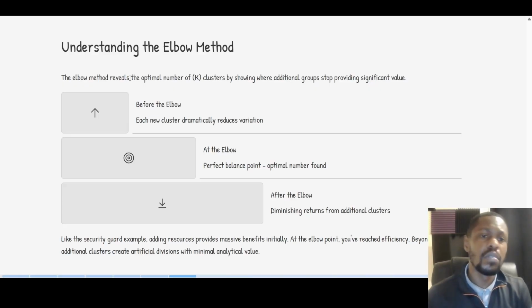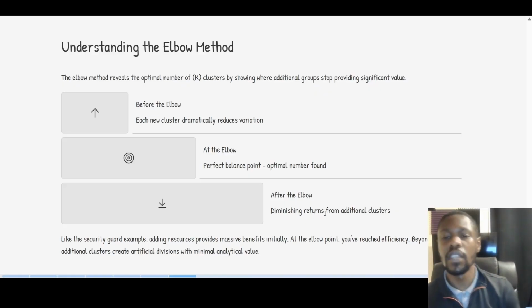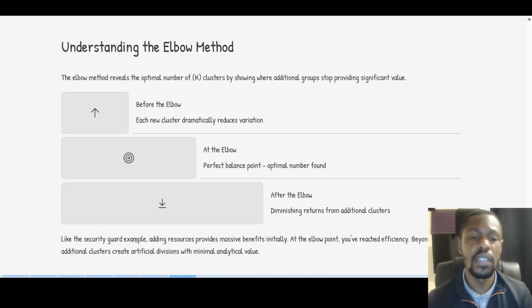So again, the elbow method reveals the optimal number of K clusters by showing where additional groups stop providing significant value. Before the elbow, each new cluster dramatically reduces variation. At the elbow, this is a perfect balance point. Optimal number has been found. After the elbow, there are diminishing returns from additional clusters. Like the security guard example, adding resources provides massive benefits initially. At the elbow point, you've reached maximum efficiency. Beyond that point, additional clusters create artificial divisions with minimal analytical value.